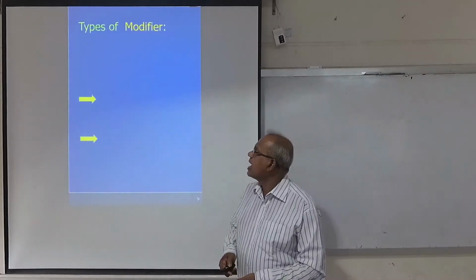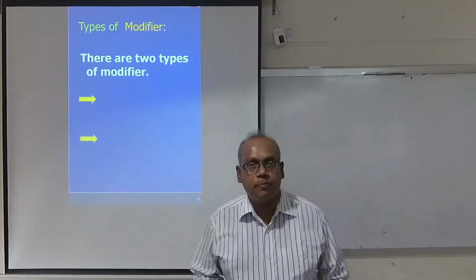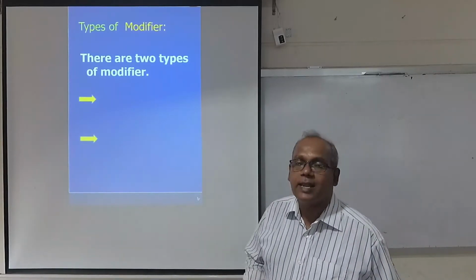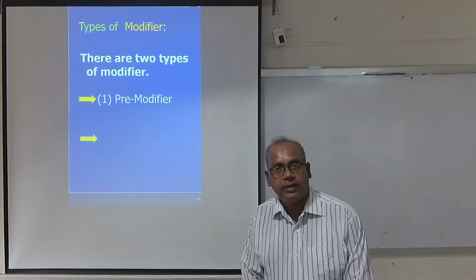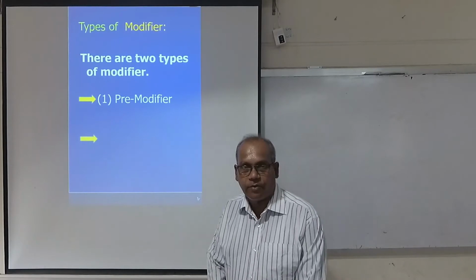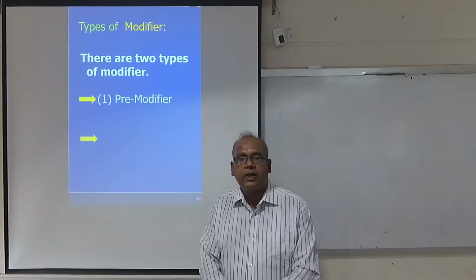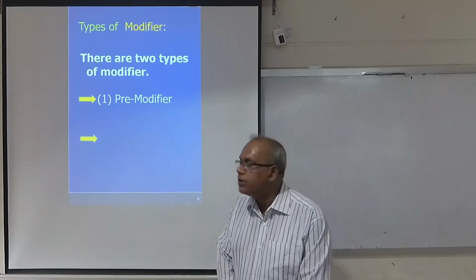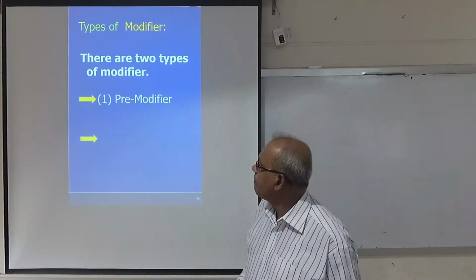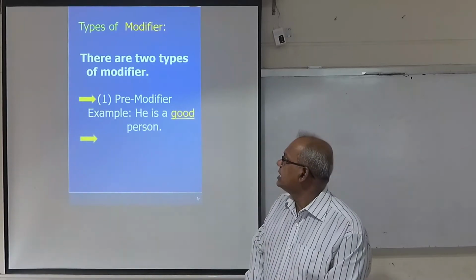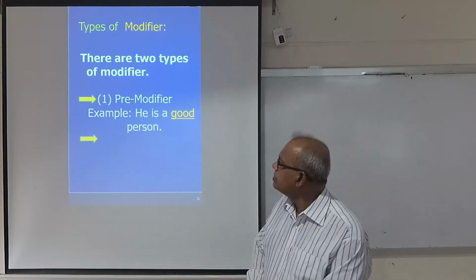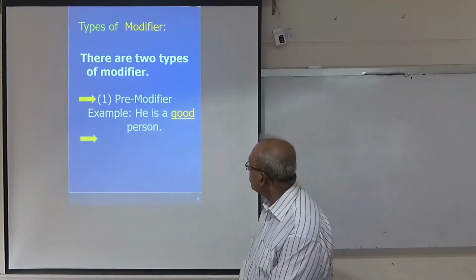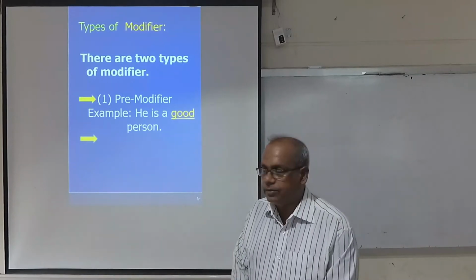Dear students, now we should know the types of modifier. There are two types of modifier. Number one, pre-modifier. Pre means before. Pre-modifier means the modifier which is used before a noun or a word. That is called pre-modifier. You can see an example: He is a good person. Good is here a pre-modifier and person is a noun. Here good modifies the word person.